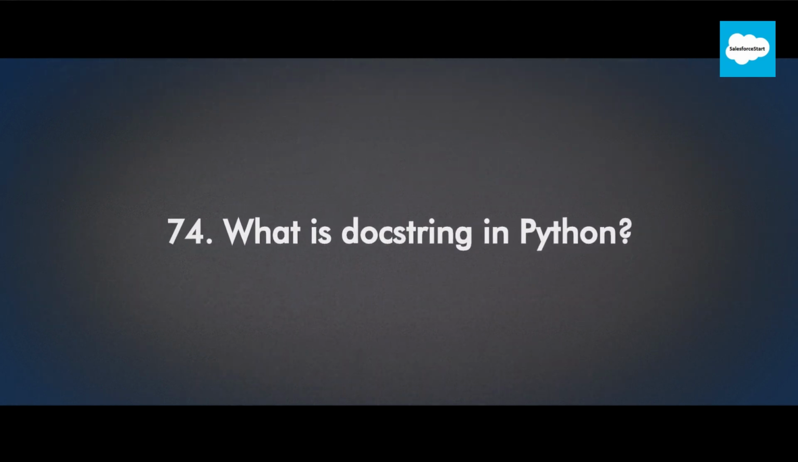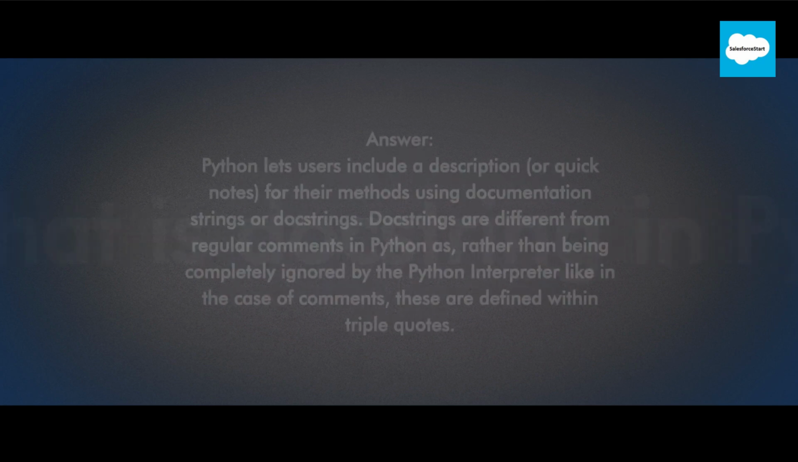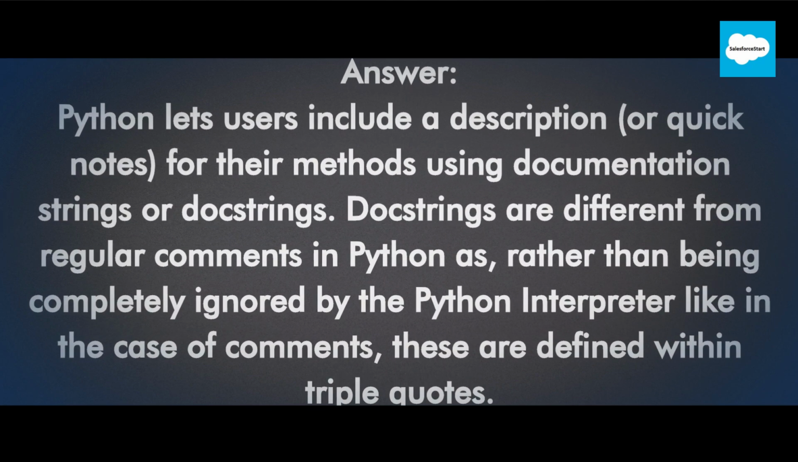74. What is docstring in Python? Answer. Python lets users include a description, or quick notes, for their methods using documentation strings or docstrings. Docstrings are different from regular comments in Python as, rather than being completely ignored by the Python interpreter like in the case of comments, these are defined within triple quotes.